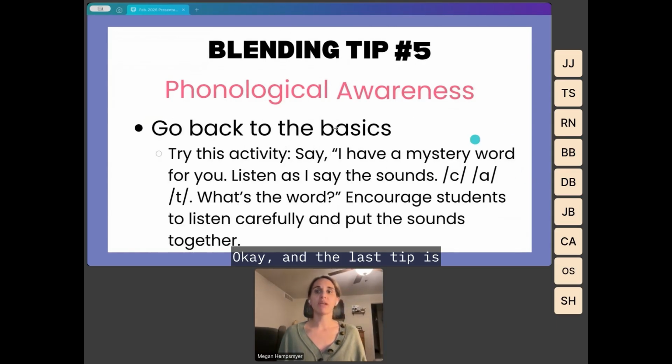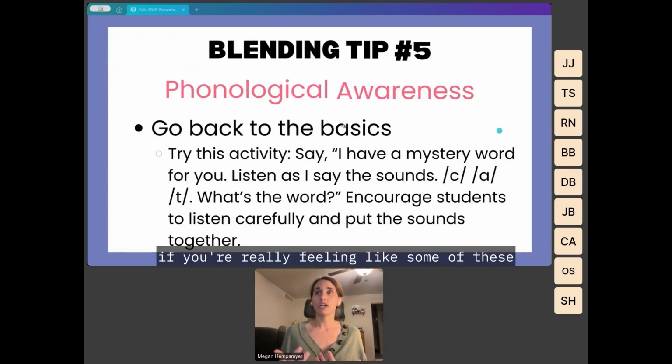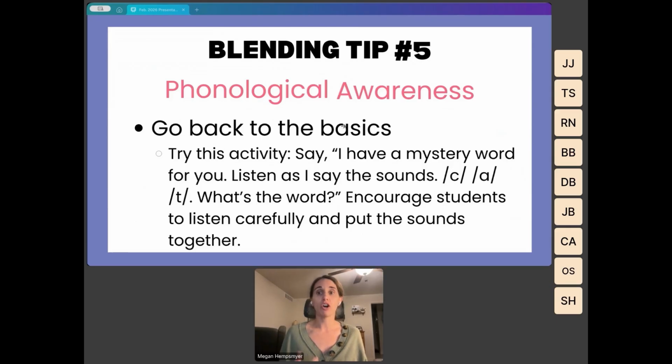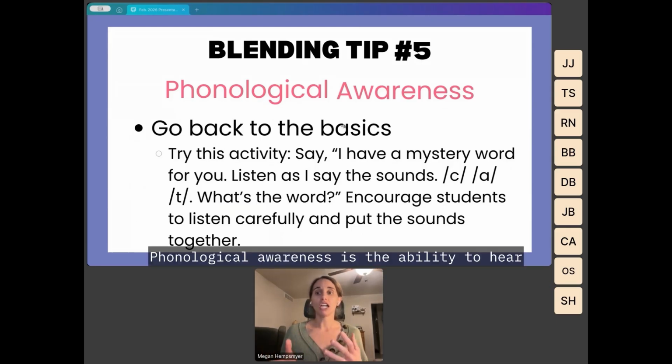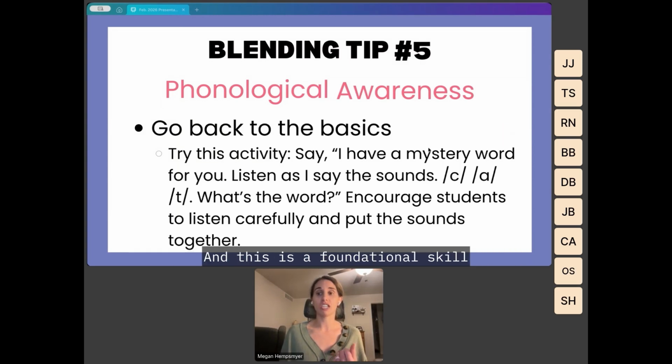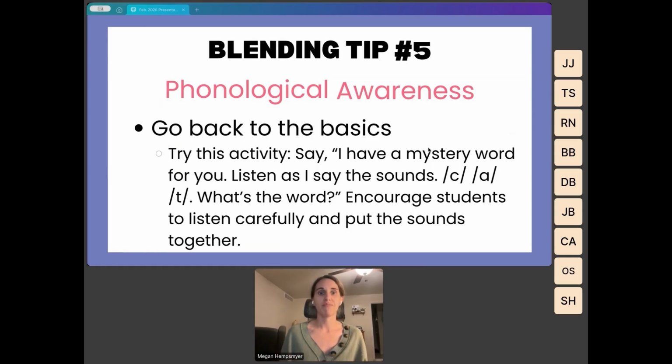Okay, and the last tip is, if you're really feeling like some of these strategies are just not working for your students, go back to the basics. Phonological awareness is the ability to hear and manipulate sounds in our spoken language, and this is a foundational skill that really sets the stage for successful blending.